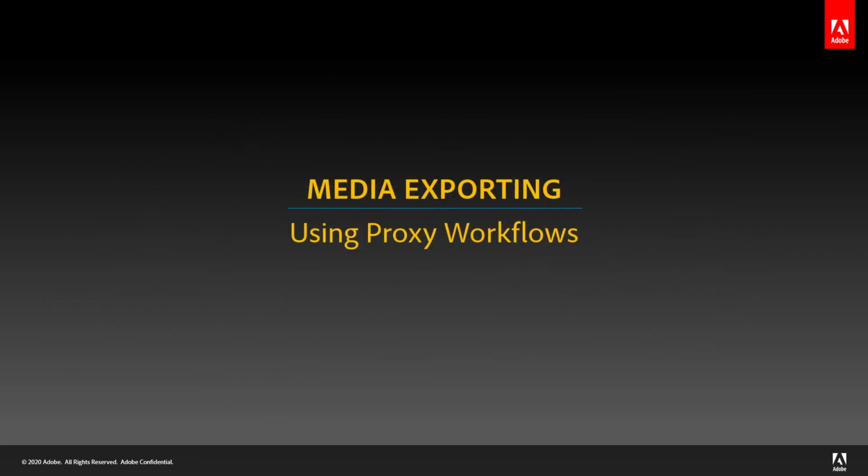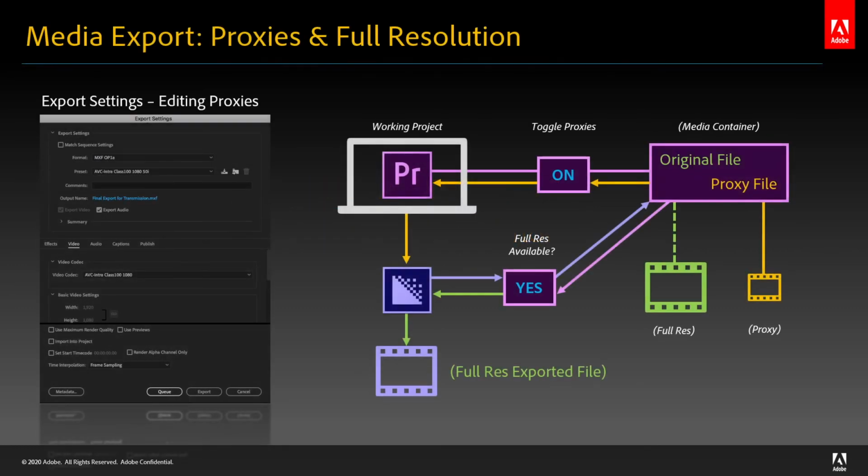Media exporting, using proxy workflows. Once the workload is completed and it's time to export, how can you confirm the export process is not going to use proxies? Take note that Toggle Proxies is turned on inside of Premiere Pro, and the yellow line for the proxy file is being used for Premiere Pro playback. When executing an export, Media Encoder discreetly checks if the system is connected to the source media and ignores the toggle proxies on status to complete the export with the original source files.